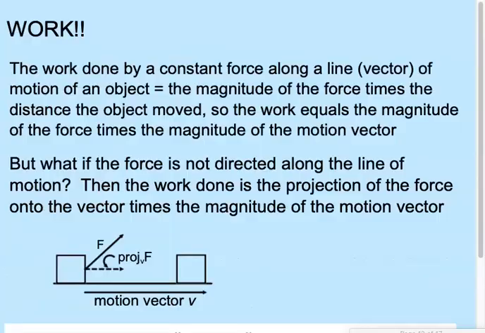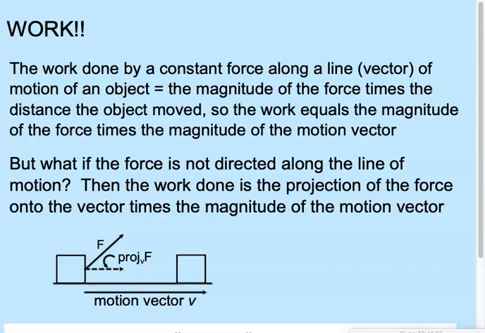It's a lot. All right, now, here's one direct, simple application of projections. It's calculating work done when you're pulling an object at an angle. So the work done by a constant force along a line of motion of an object equals the magnitude of the force times the distance that the object is moved. So the work equals the magnitude of the force times the magnitude of the vector of motion. So if you get a force vector times a motion vector, multiply those together, you get your work.